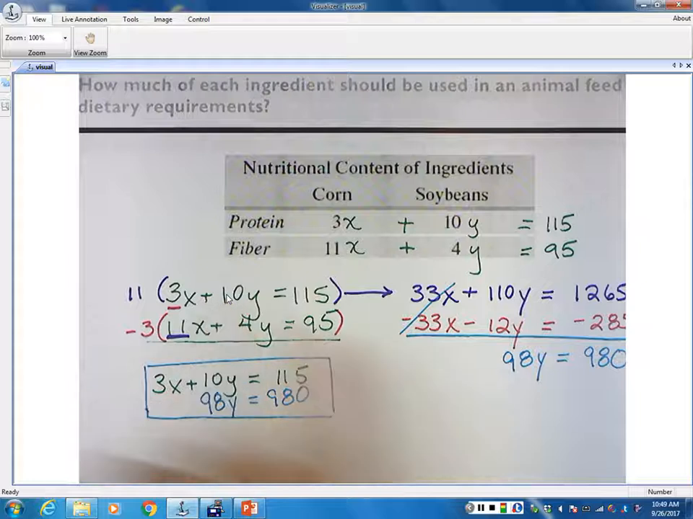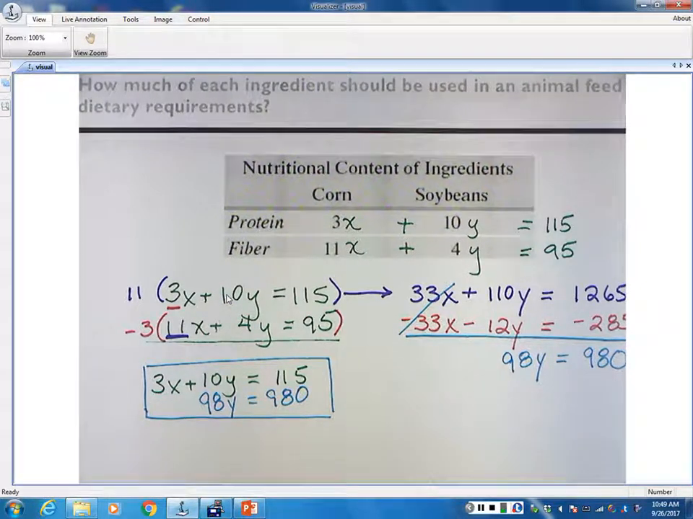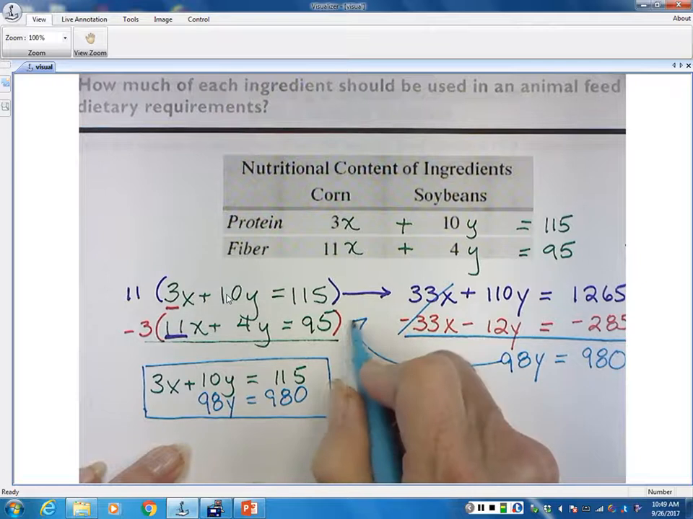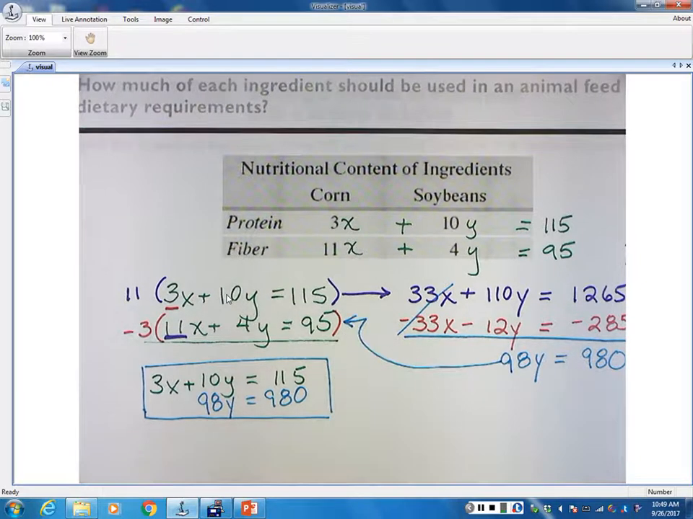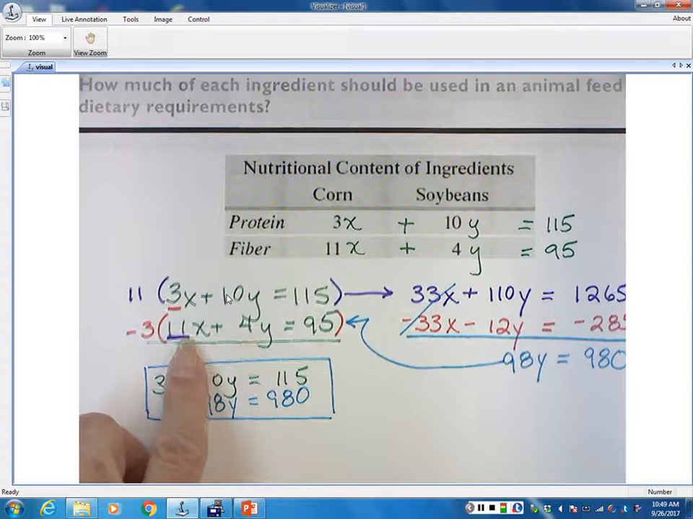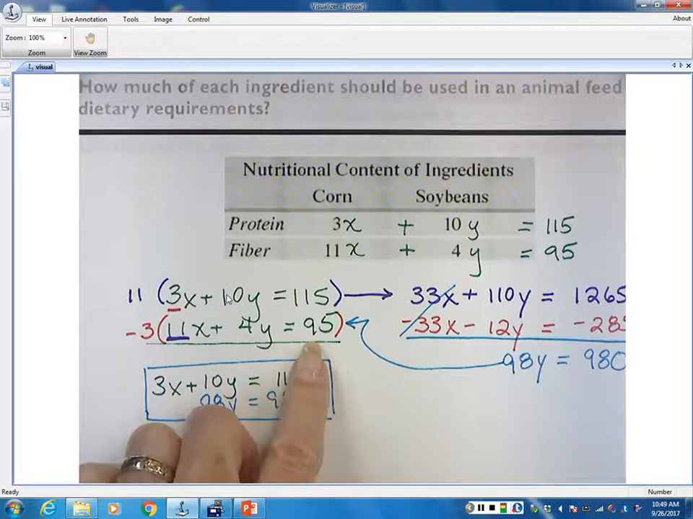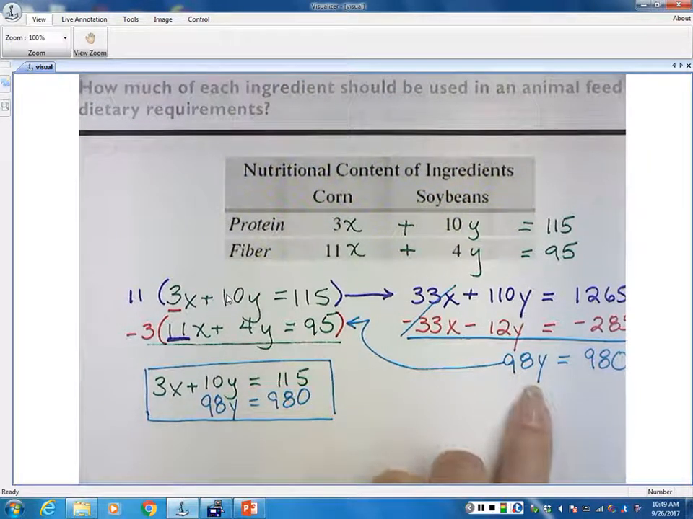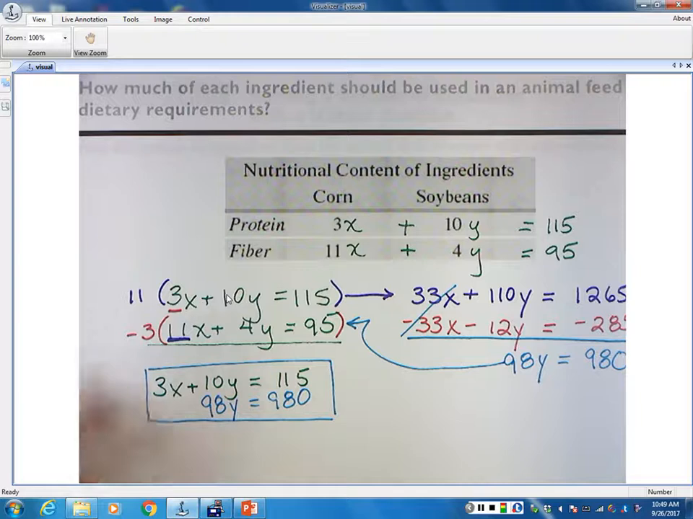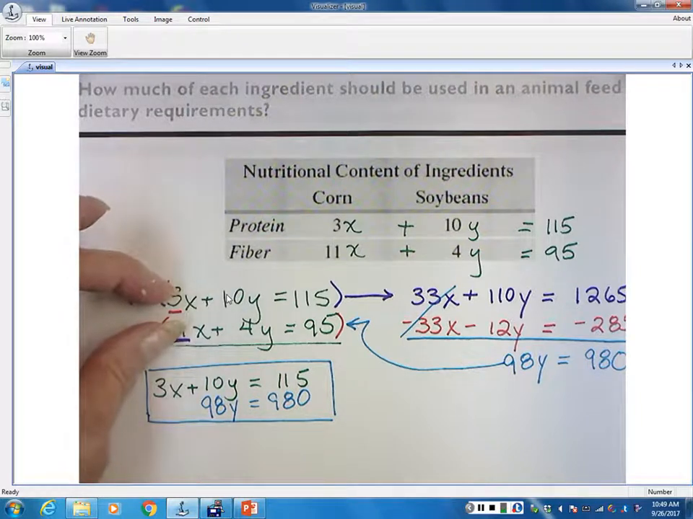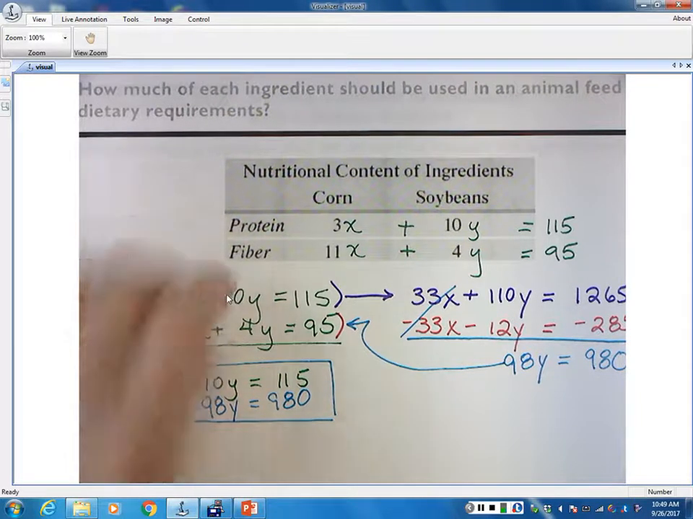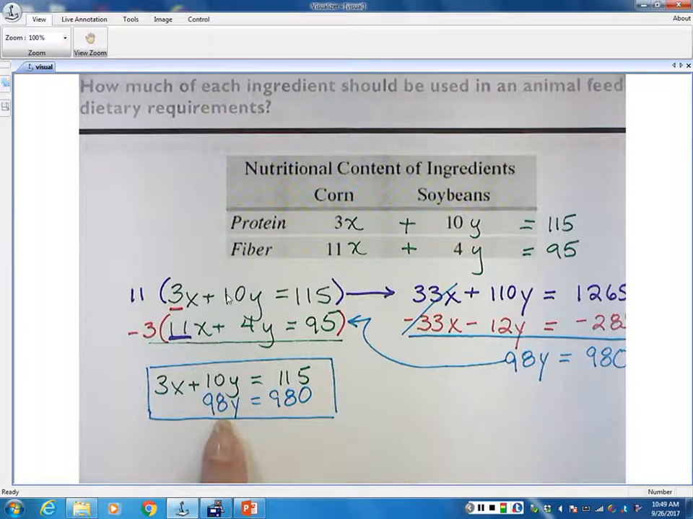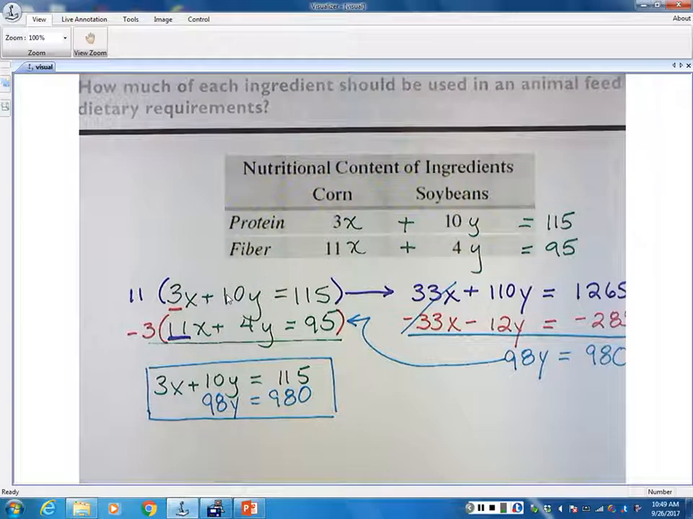So we can substitute this in for either one of those equations. What I did was I chose to substitute it in for the second equation, but I could just as well have taken 11x plus 4y equals 95 and then brought that down as my second equation. So it doesn't matter which one of these you choose to keep. Keep one of the originals and then add your new one as your second equation.